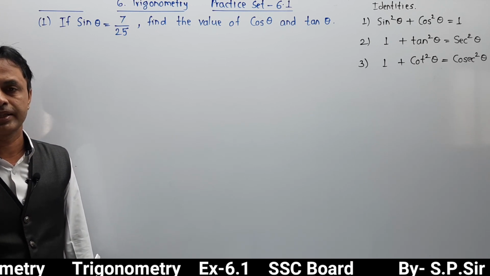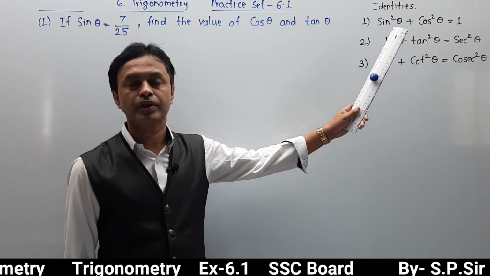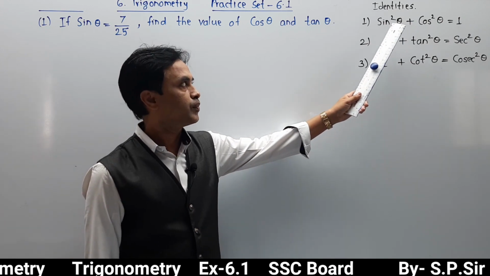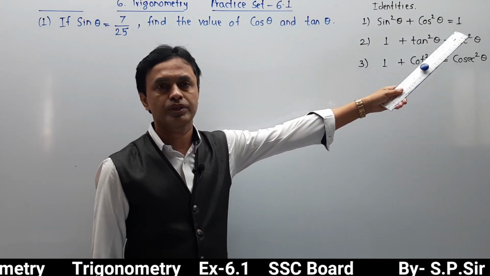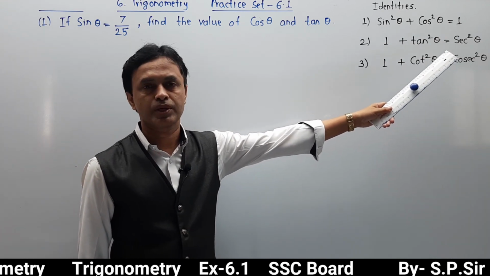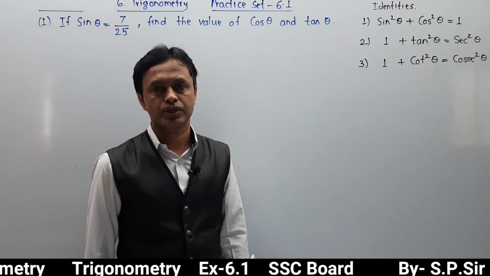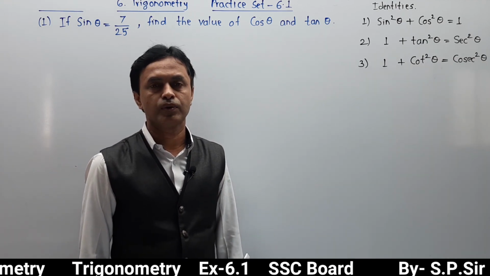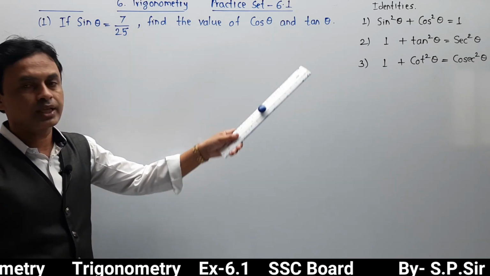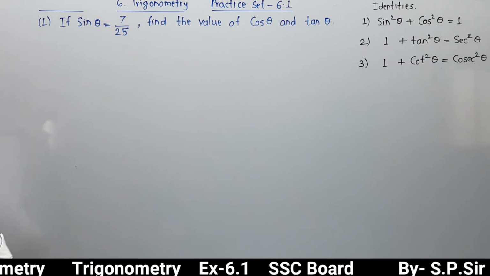In the identity method, you use formulas as well as identities for simplification. There are three main identities that we have already proved. One is sin square theta plus cos square theta is equal to 1. Second, 1 plus tan square theta is equal to sec square theta. And the next, 1 plus cot square theta is equal to cosec square theta. We can use these identities that we have already proved.